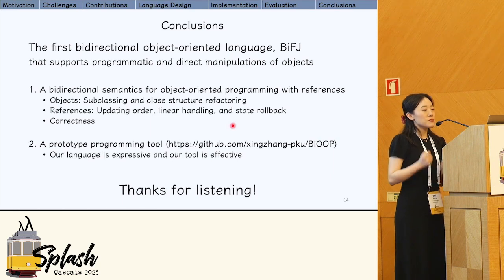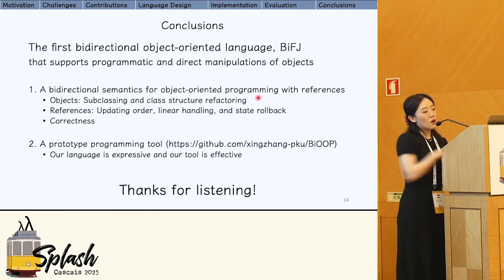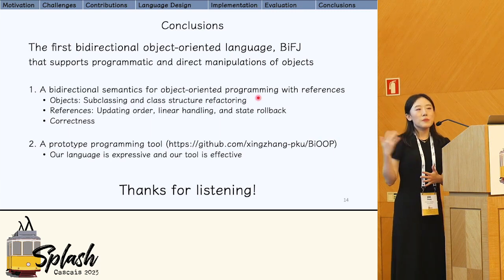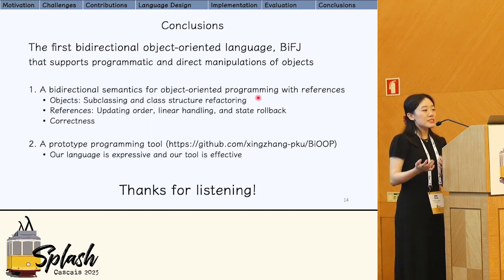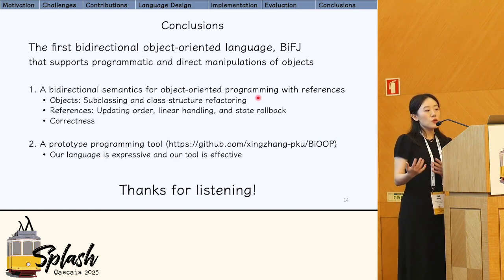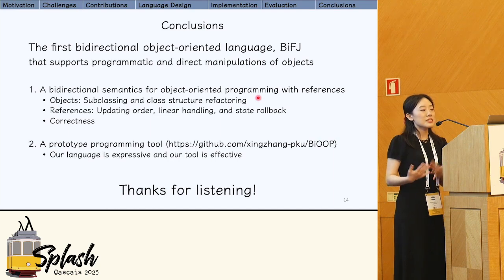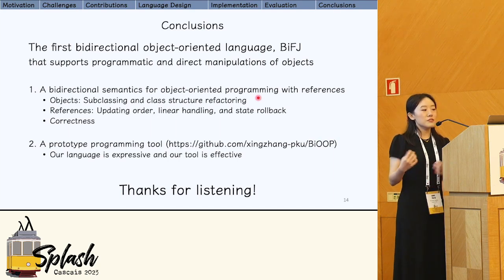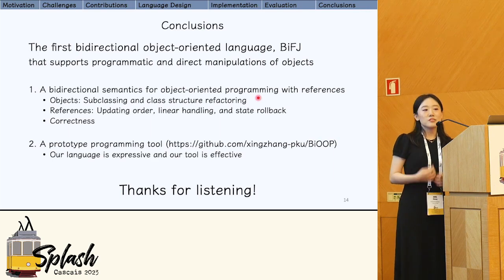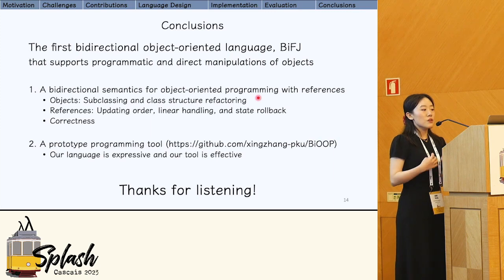To sum up, we present the first object-oriented language that can support programmatic and direct manipulation of objects. Theoretically, we carefully extend a core object-oriented language with a backward updating semantics for class hierarchies and references. Practically, we developed a tool called BiOOP for generating HTML documents. We evaluate the usefulness of our tool by reproducing 11 classic object-oriented applications of Java Swing. That's all. Thanks for listening.